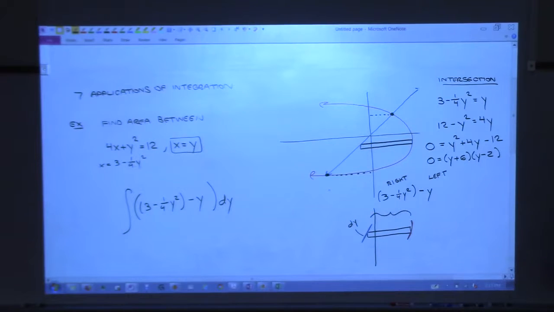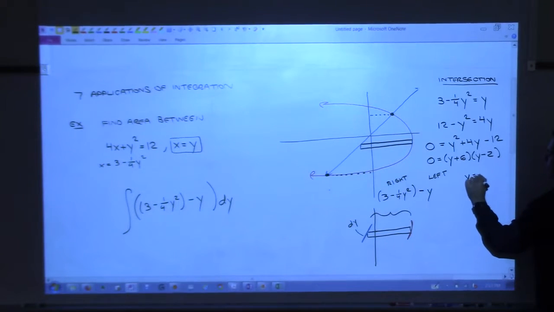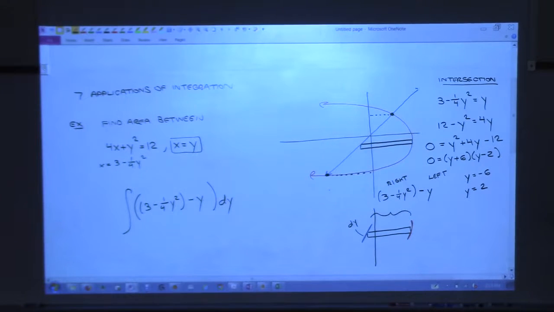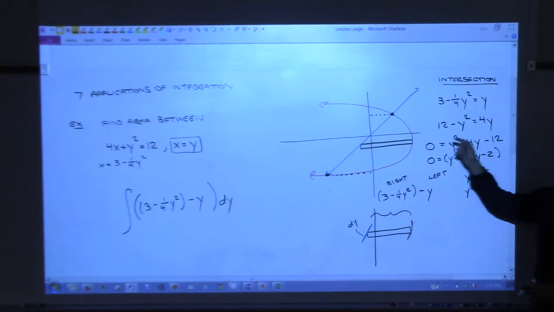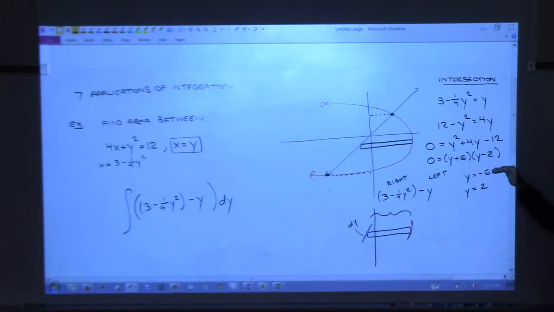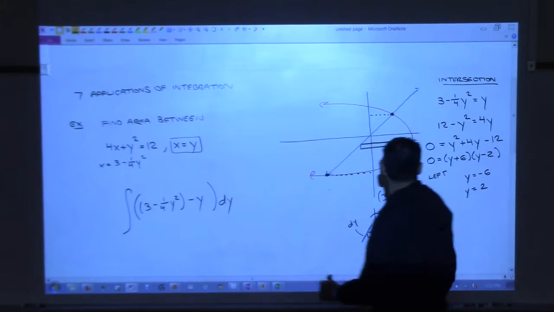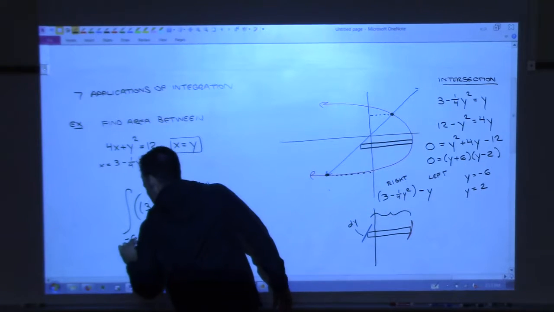So you have two solutions. They are negative 6 and 2. So your y coordinates, the y coordinates where these two graphs intersect, are at y equals negative 6 and y equals positive 2. So that's our limits of integration. We want to go from negative 6 to 2.